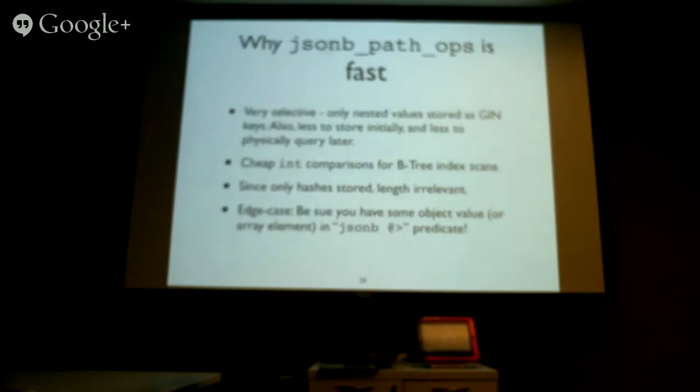So what's JSONB path ops fast? Well, it's very selective. Only your nested values are stored as gin keys in the first place. You've less to store initially, obviously. We're only using a hash for comparison because the storage is just a 32-bit integer type, so it's really cheap to do. It's an integral operation to do it for comparison. So this JSONB path ops thing is lightning fast, as we'll see.